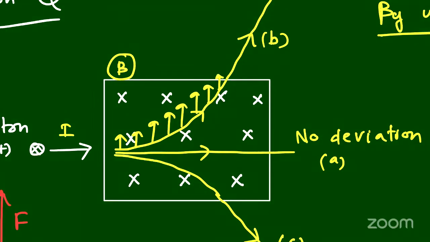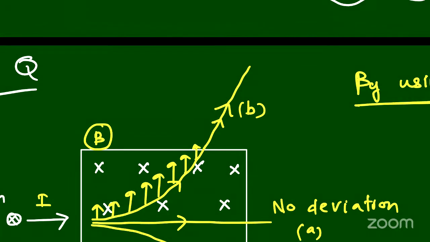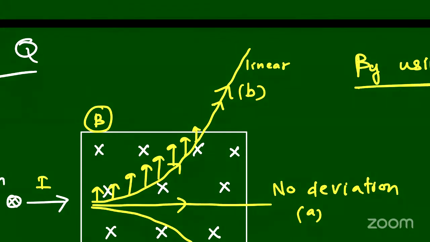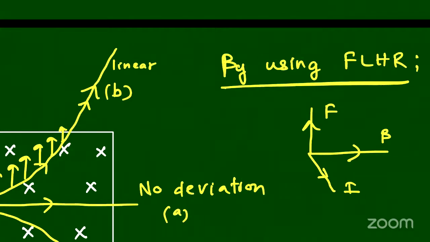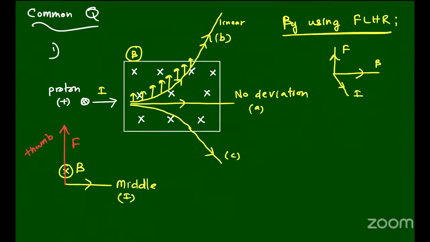So therefore, the path will be changed. It will be achieving this curved path. And from here onwards, there's no force. So from here onwards, it will be moving in a straight line. But in this section, it is because of the force applied using Fleming's left-hand rule. Okay. Tell me whether you got it or not.